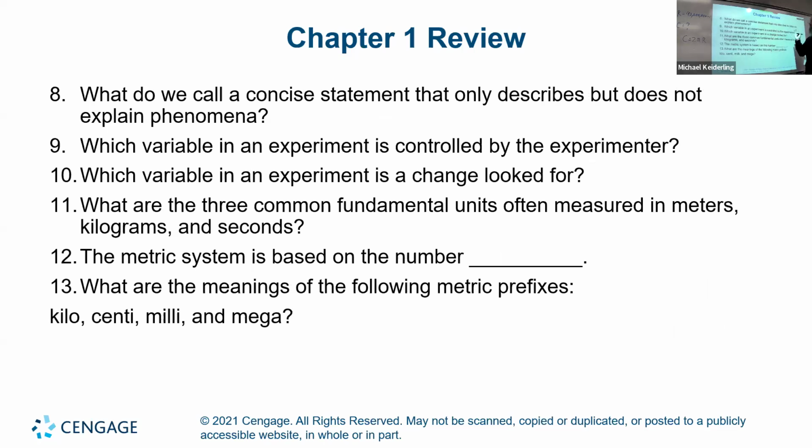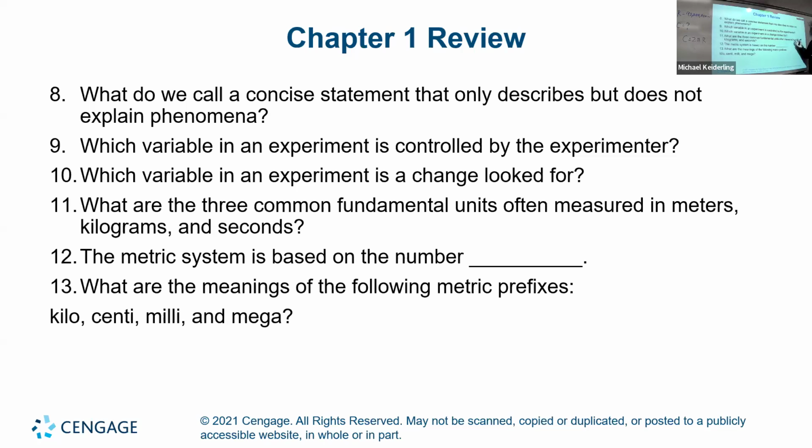And a concise statement that only describes but does not explain phenomena, that is a law. So that's the difference between a theory and a law. A theory explains what's going on. A law just describes what's happening. So you might have something like the law of conservation of energy. But there's a theory of symmetry that explains why energy is conserved.